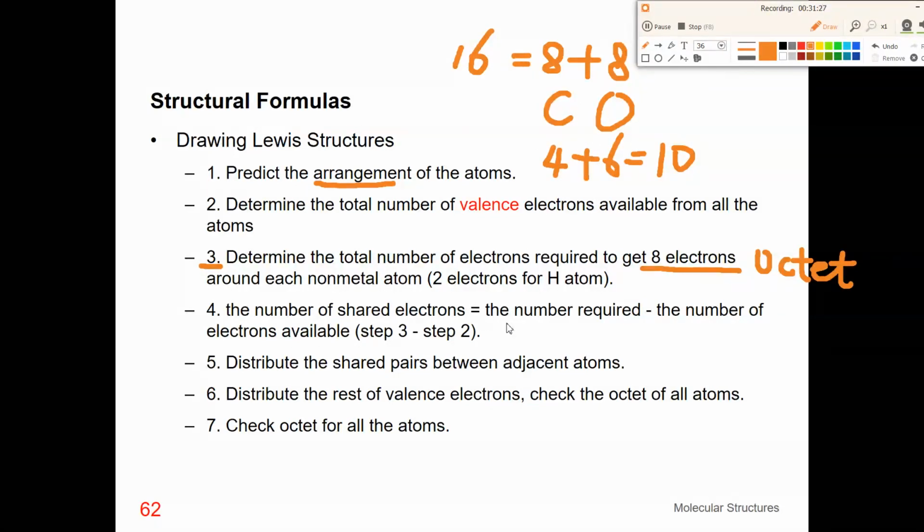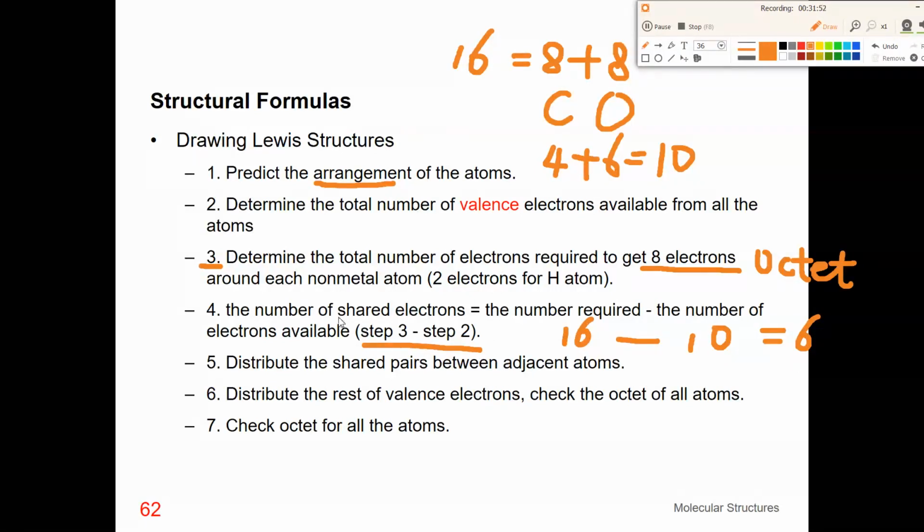Right? Step 4: total number required minus total number available. In this case, required is 16, and the total number available is from step 2. Here, step 3 minus step 2, it's 16 minus 10. So we get 6 electrons. Right? So we need 6 extra electrons.